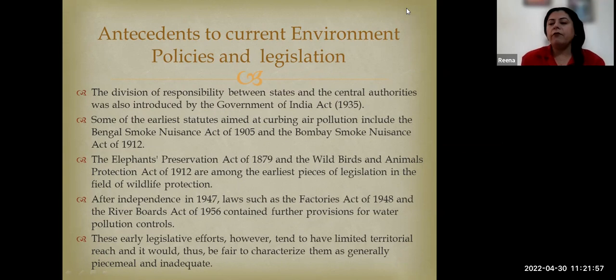Okay. So if I have made a Factories Act, it will be concerned only with environment related issues in factories and how to curtail that and how to ensure that environment protection is there in factories under the Factories Act. So these were all having limited territorial reach and sectoral impact. Okay. So we still had a requirement of acts which can cover all the aspects of environment at national level.